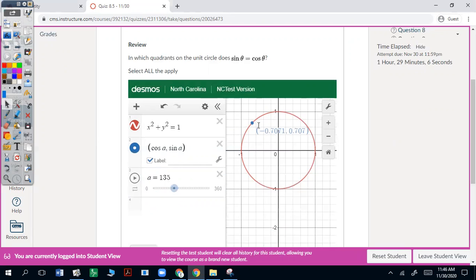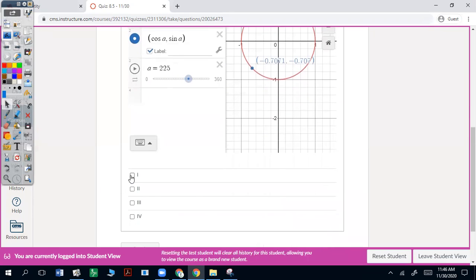However, in quadrant 2, they're opposite signs. So I'm not going to work in quadrant 2. In quadrant 3, they're the same sign. They're both negative. So quadrant 3, they're both the same. And then in quadrant 4, they are different signs as well. So quadrant 1, 45 degrees, and quadrant 3, 225 degrees. They're both the same values, 1 and 3.